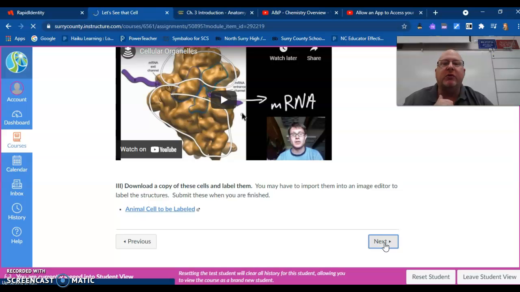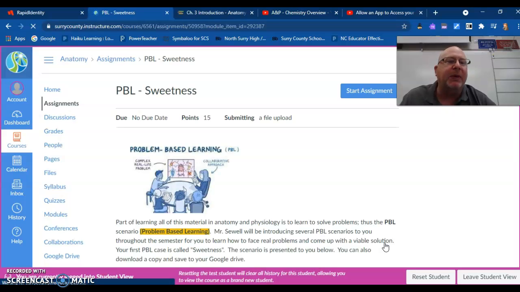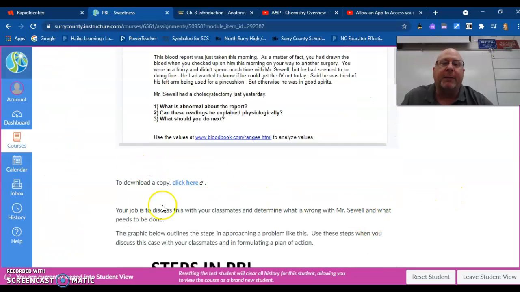After you do that, we're going to be doing something that I really like doing, which is called PBL, or problem-based learning. With problem-based learning, I'm going to present to you a case scenario or problem, and you have to figure out how to solve it. These are going to be real-world problems, and so here's the case, and then you can make a copy of it down here.